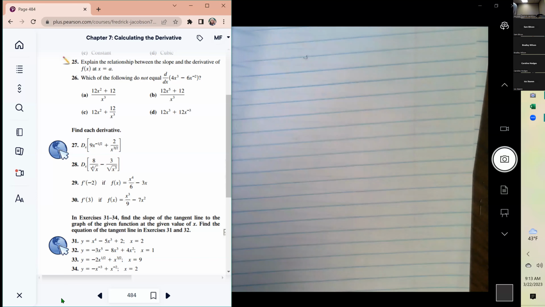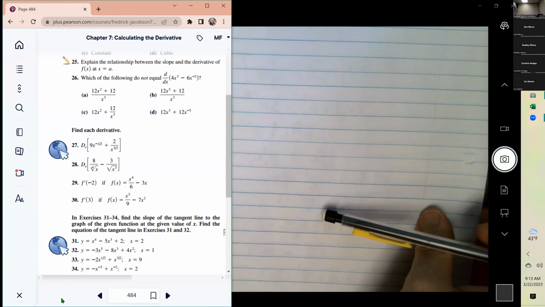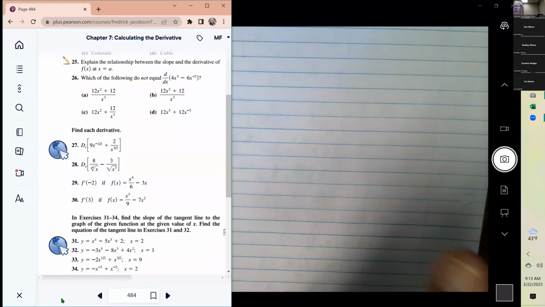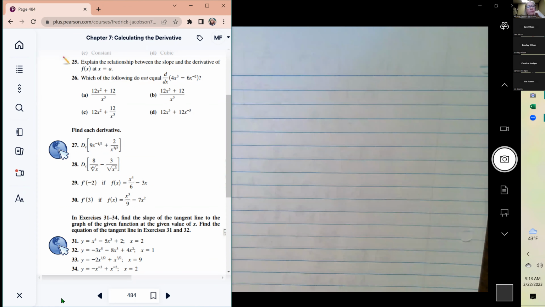The next group is asking for find the slope of the tangent line to the graph of the given function at the given value. Then find the equation of the tangent line for number 31 and 32. I guess depending on what the answers are here, probably the fractions. I don't know. But 31 and 32, you need to find the equation. The slope of the tangent line is the derivative.